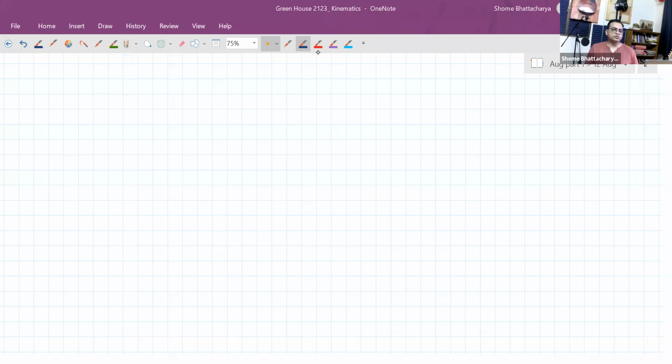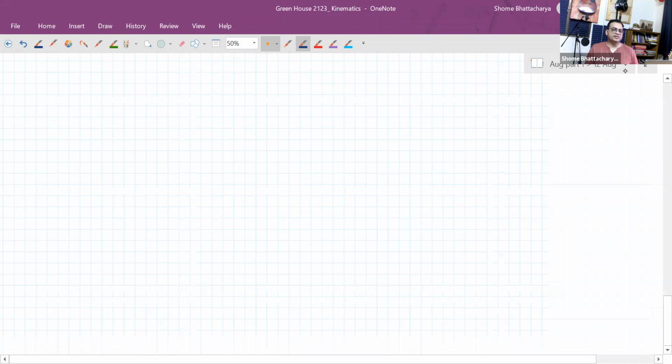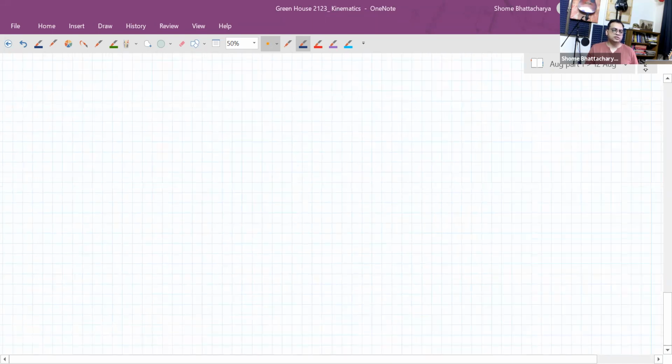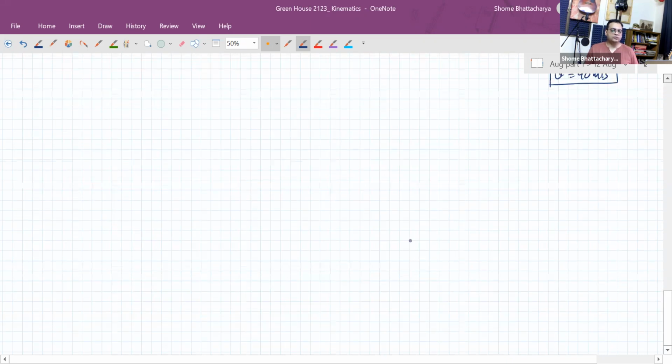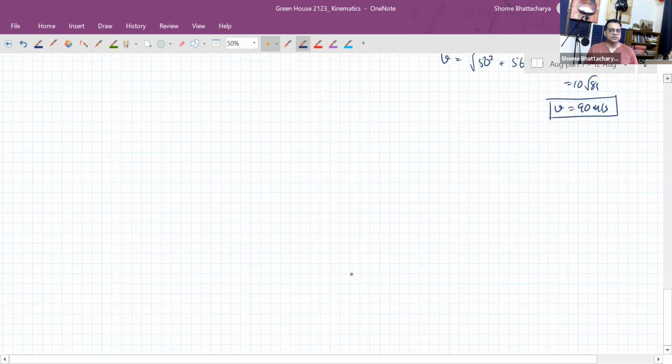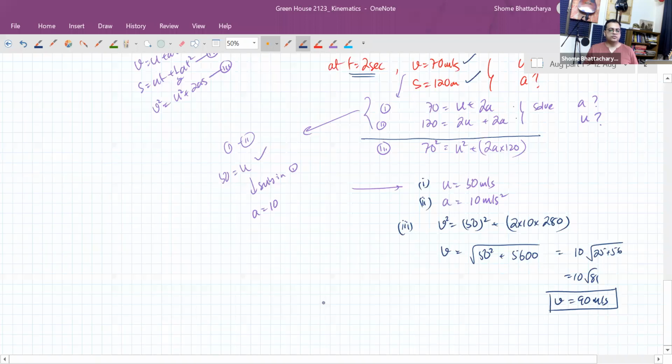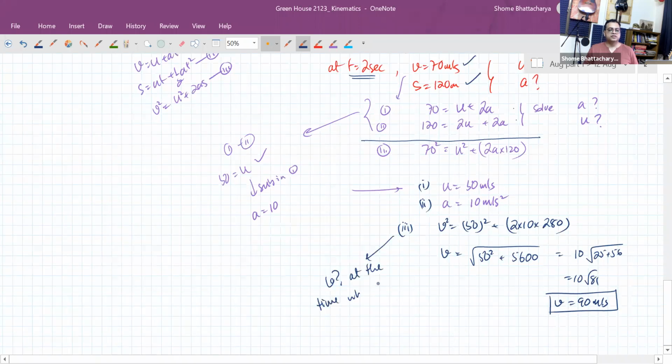In the third part, look at what we have to do. We have to find the velocity when the displacement is 280 meters. So at some point of time, the displacement is 280 meters, and at that point of time, what is the velocity? There are two ways of doing this. One is we could find the time.